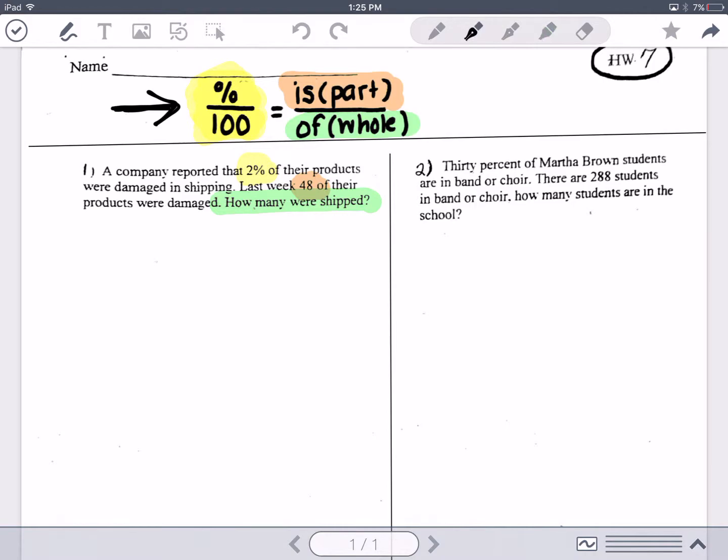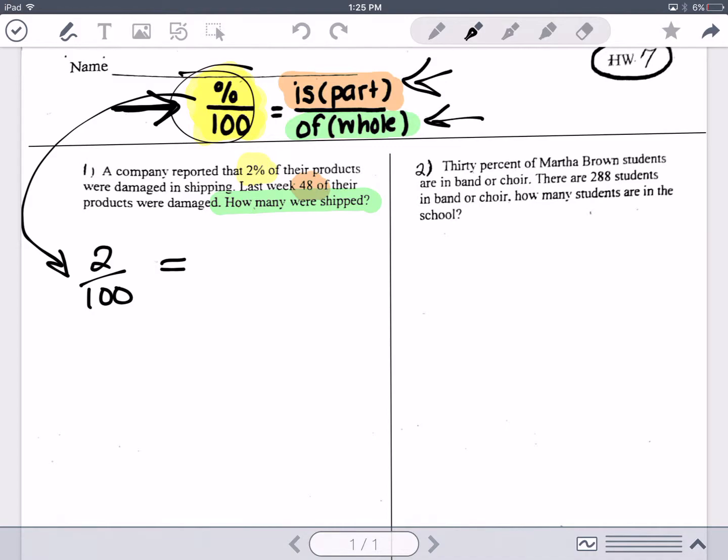So this is how we're going to set this up. 2 over 100 is 2%. So I'm setting this up first: 2% equals, and then I know I need a part over a whole. It said the part was 48, and then the whole is a mystery. So that's x. Now that I've set this up, I'm able to solve it.